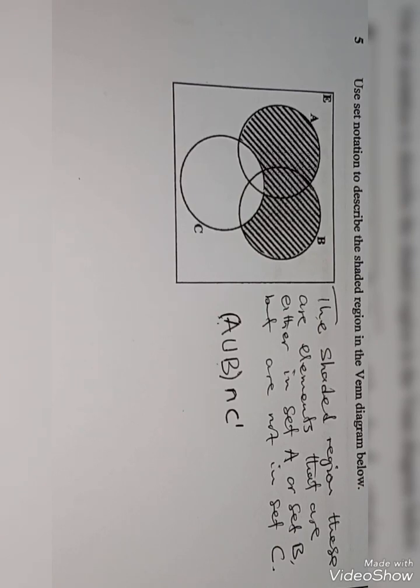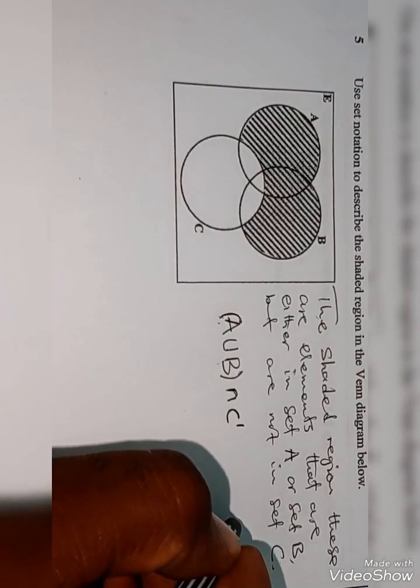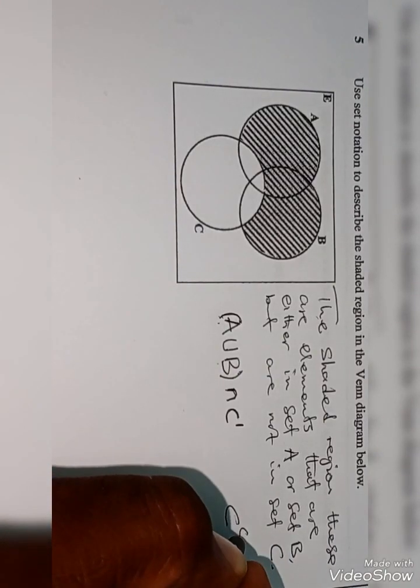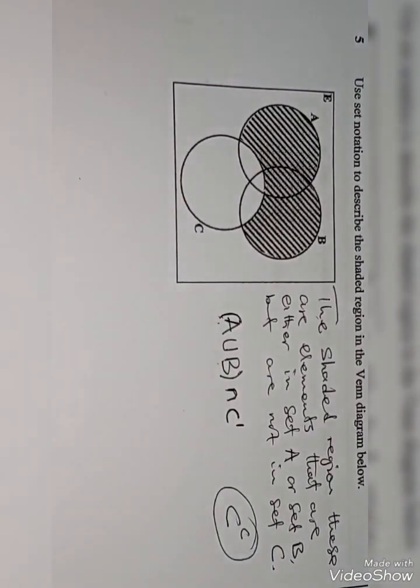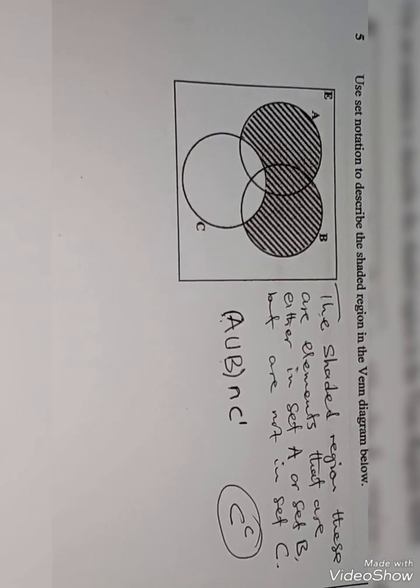So what does the complement mean? The complement means members that are not in that particular set. So in this case, C complement means members that are not in C. That's what the complement means. Remember the other symbol for a complement is C to the power C. That is another symbol for a complement. So that is our final answer.